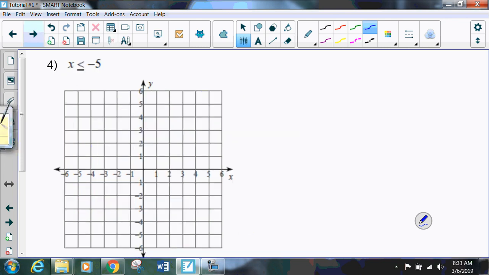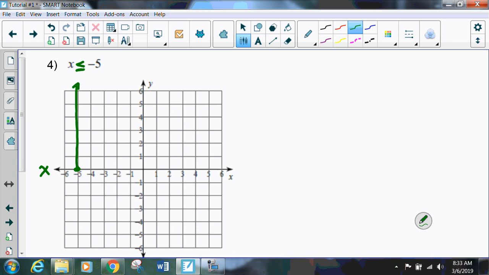All right, let's try another one. x is less than or equal to negative 5. We know the line x equals negative 5: we go to the x-axis, we put a dot on the negative 5. We know that x equals a number is a straight up and down line. So can we do a solid line or can we do a dashed? Well, we see that x is less than or equal to. So because we see that or equal to line, we know we can make a solid line for our line.